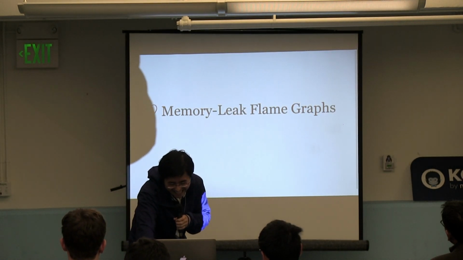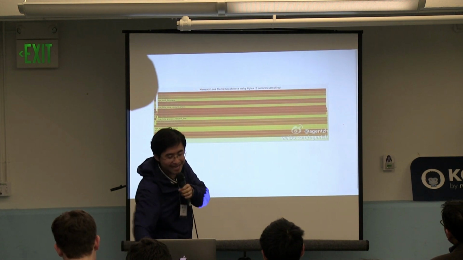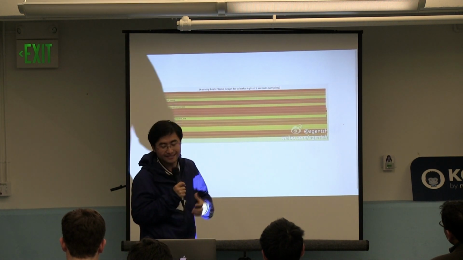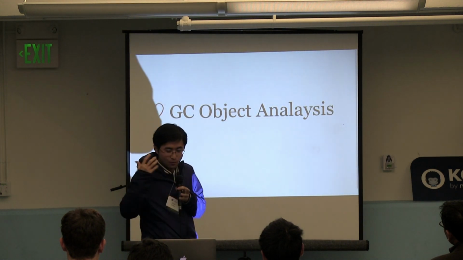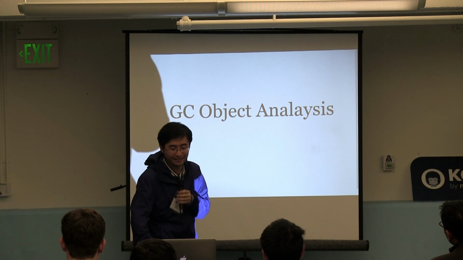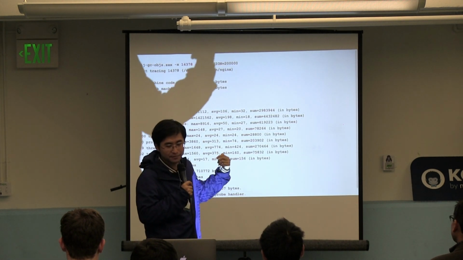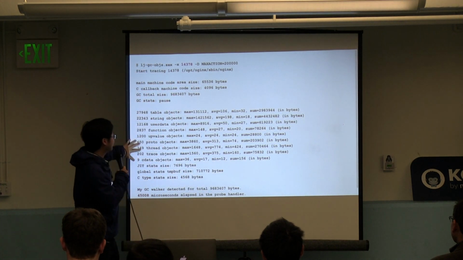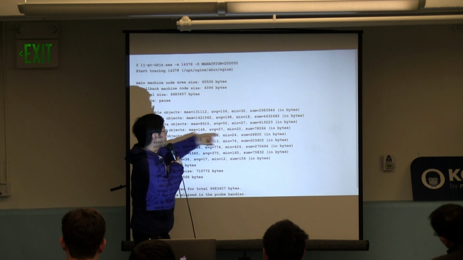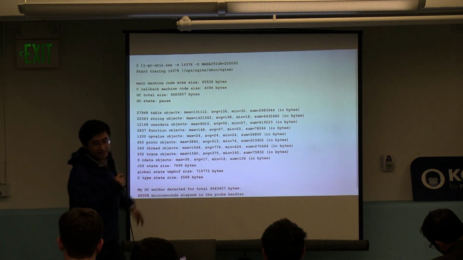Okay, memory. We have a memory leak flame graph, and we used this flame graph to locate a real memory leak in the NGINX core, the stock NGINX core. And also we have wonderful garbage-collected object analysis for LuaJIT. So you can use the SystemTap tool to find out how many and how the size is distributed in each of the Lua tables, Lua strings, Lua userdata, everything, right?